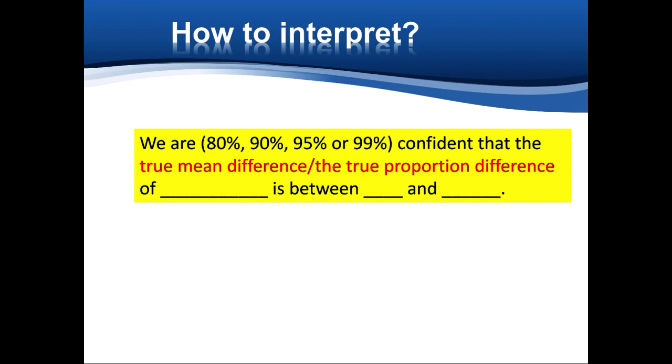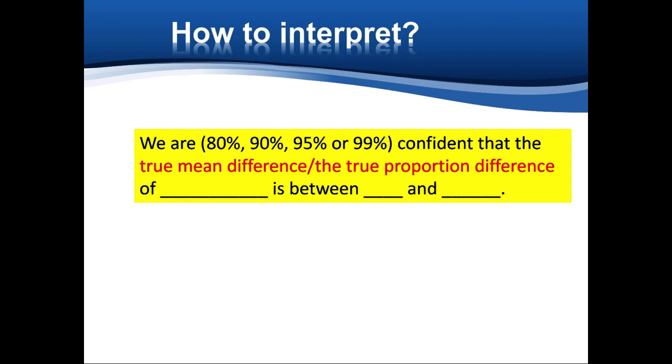How to interpret the confidence interval result? We can say that we are 80%, 90%, 95%, or 99% confident that the true mean difference or the true proportion difference of blah blah is between your result.